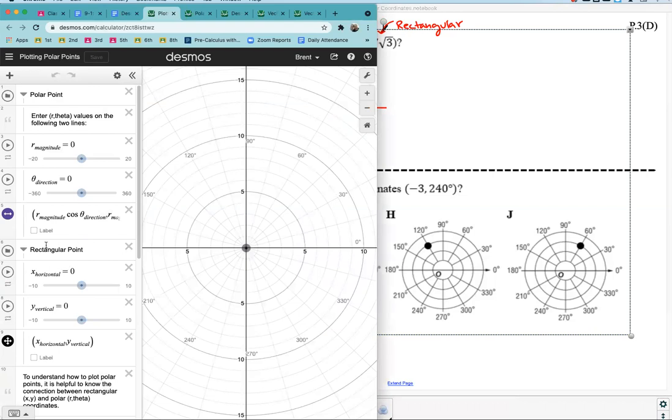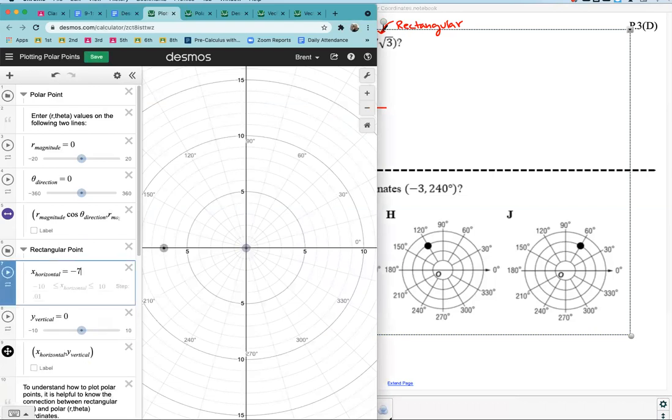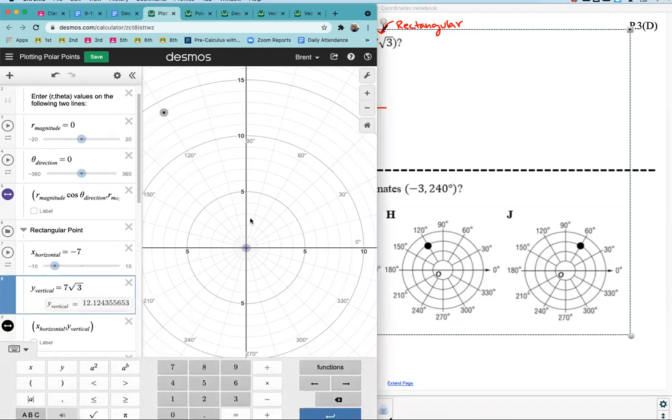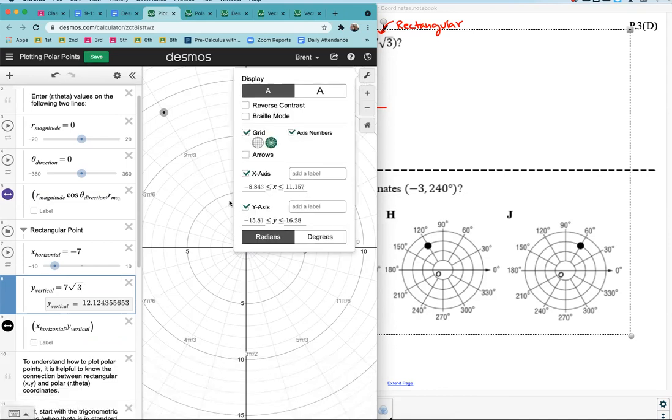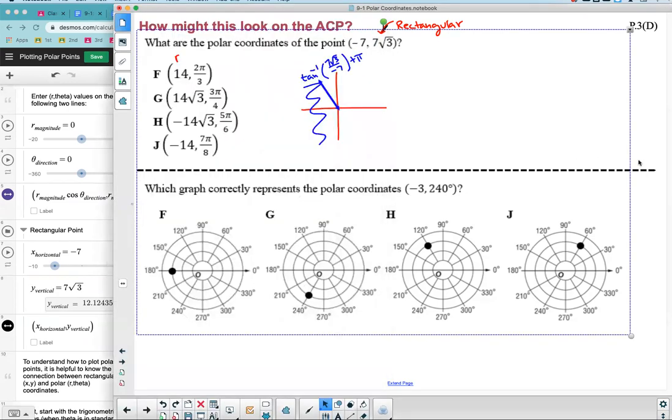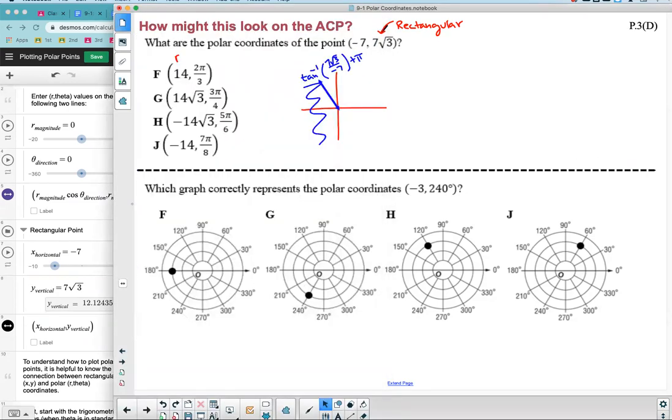They gave us two rectangulars. They gave us -7 as the x and 7 square root of 3. There's my point. If you look on the circle, it's on the 14th circle. It says 120. If I change it here, go to settings and go to radians, it's on 2 pi over 3, the pole 2 pi over 3. So it's on the 14th circle. So a magnitude of 14 with a pole 2 pi over 3. So 14, 2 pi over 3, that looks like F is the correct answer here.